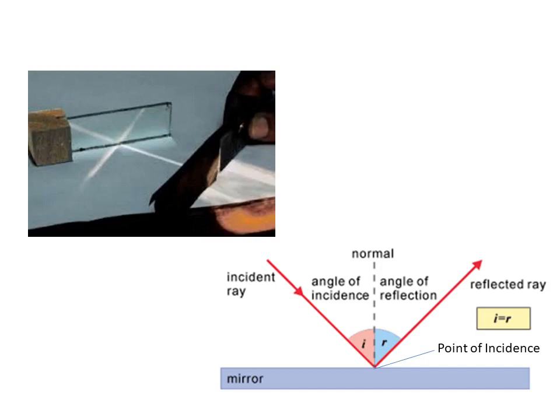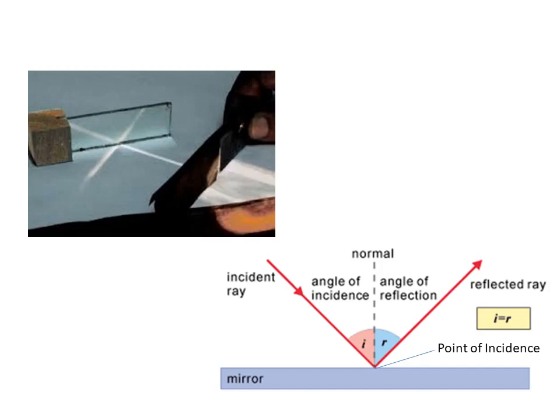Now keep a mirror in the path of this ray of light as shown in the figure. What do you see? In this activity, light rays which fall on the mirror get reflected and travel in a different direction. The rays falling on any surface are called the incident ray.